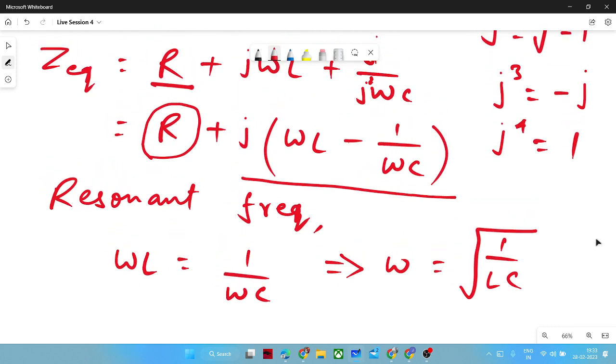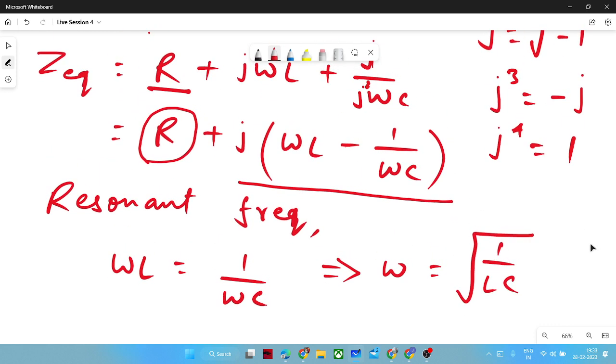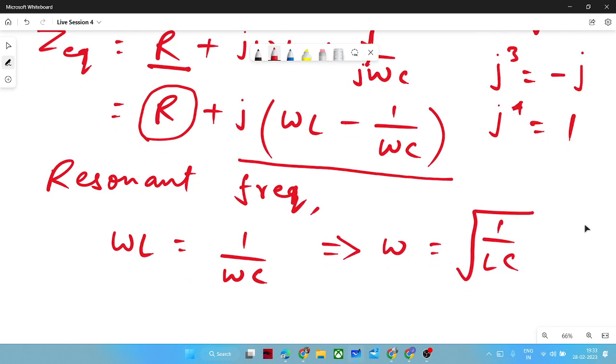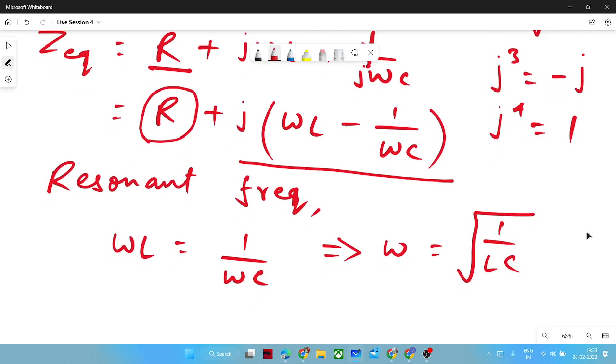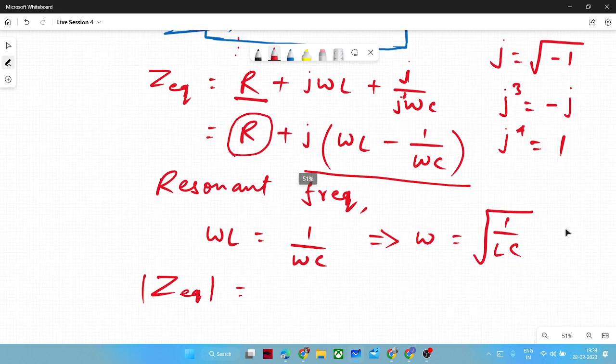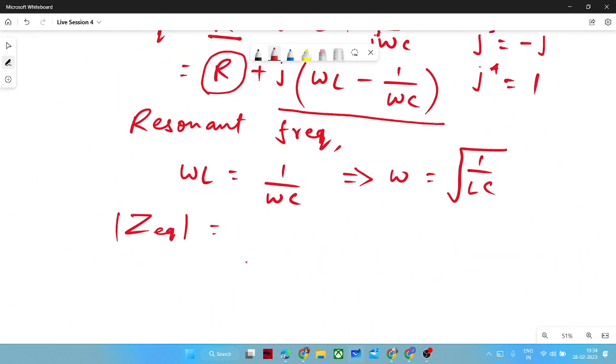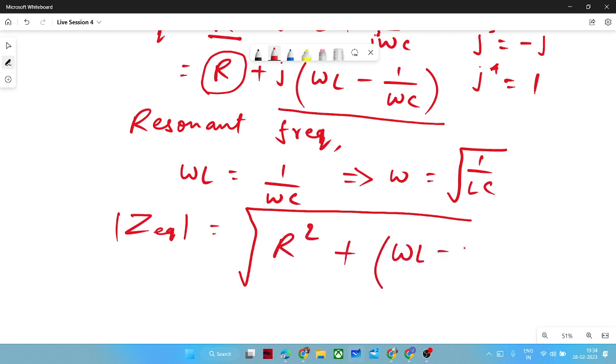But if you have this combination in parallel with R, then in that case also I will explain after this one. So just for this case, I will tell you how to compute magnitude. I know you already know, just for completeness. If you need the magnitude of impedance, you can write the square of the real term plus the square of the imaginary term, and its square root will give you the magnitude.